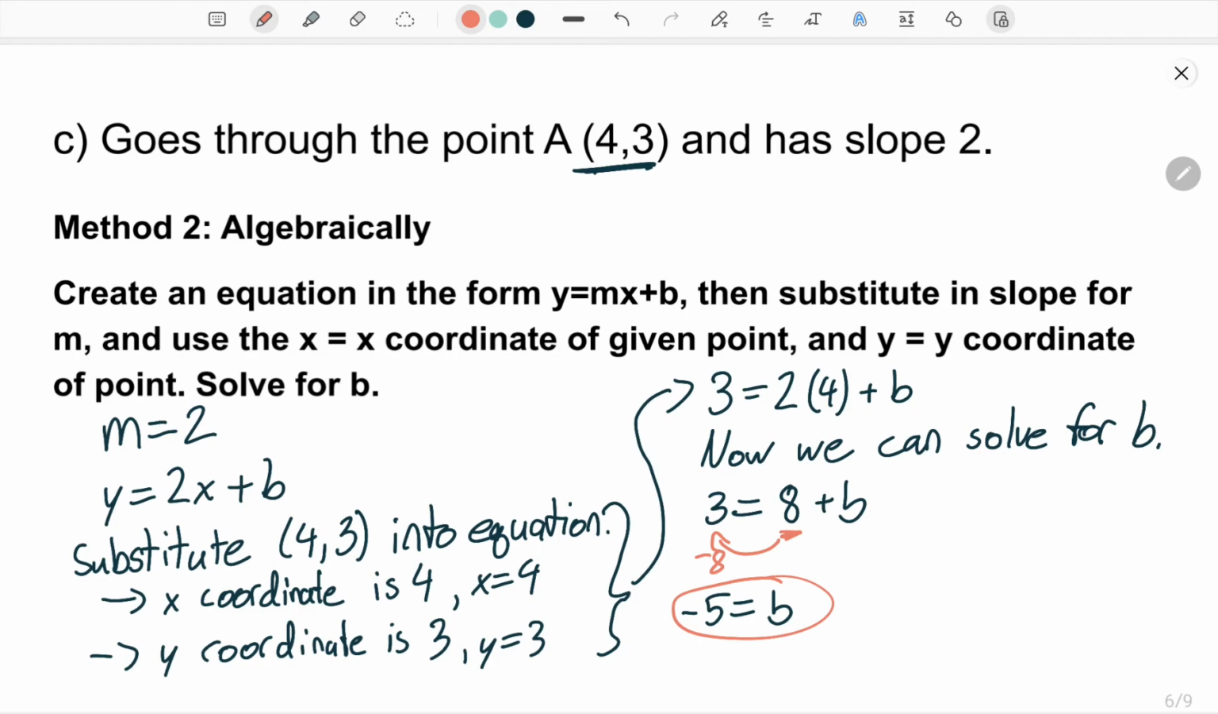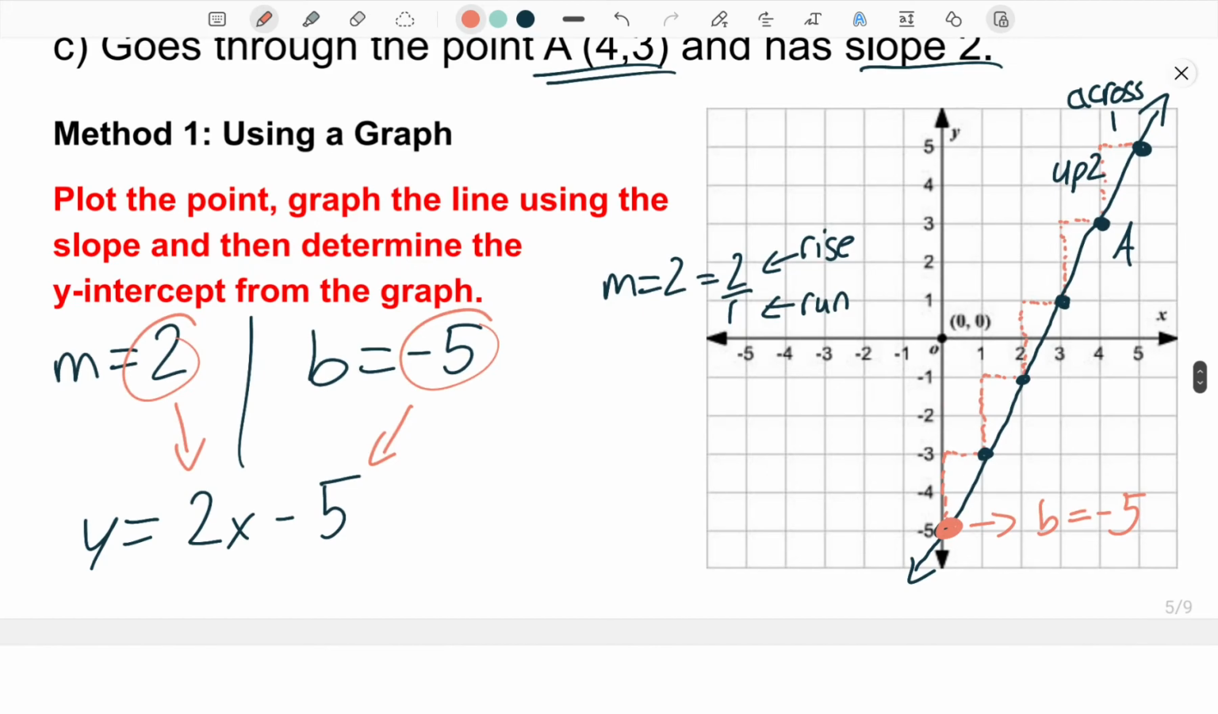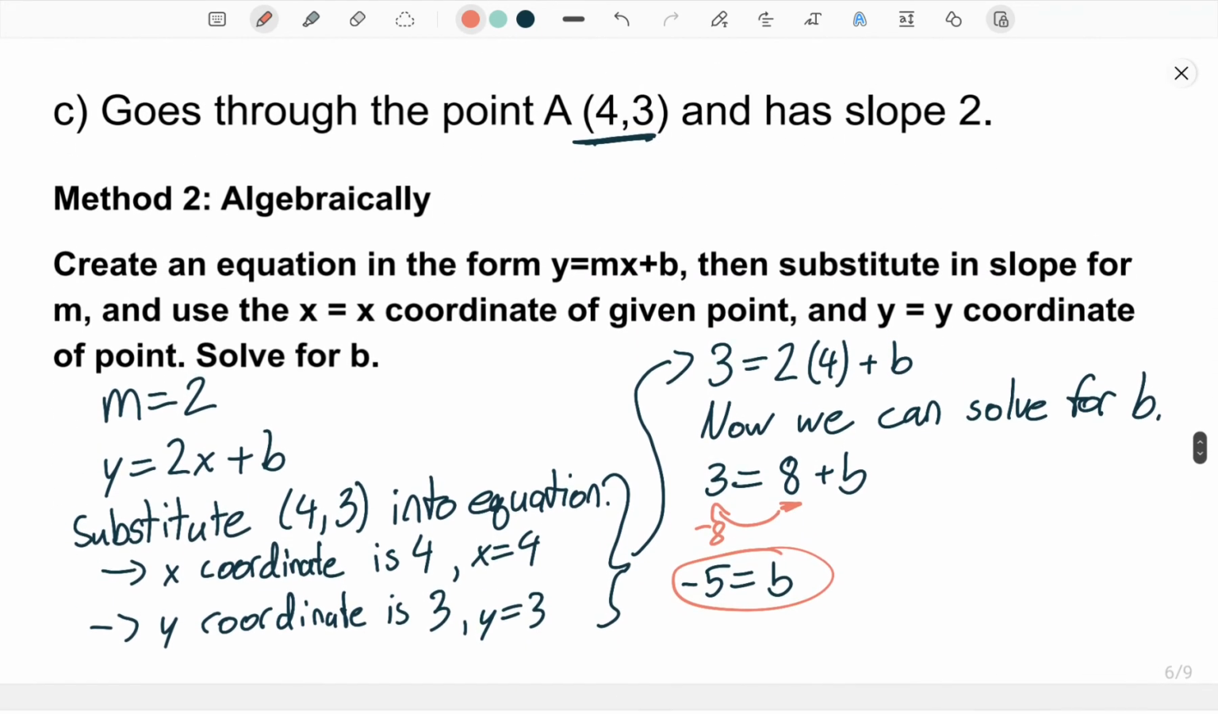All right, but now we have the b value, that's the y-intercept, and that matches up with what we found doing the graph. And so now we can write the equation. y is equal to 2 for the slope, x minus 5. There we go.